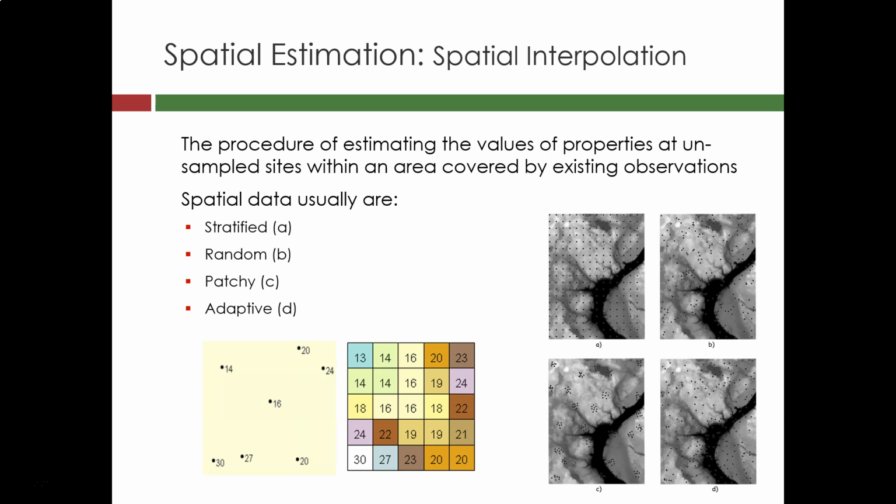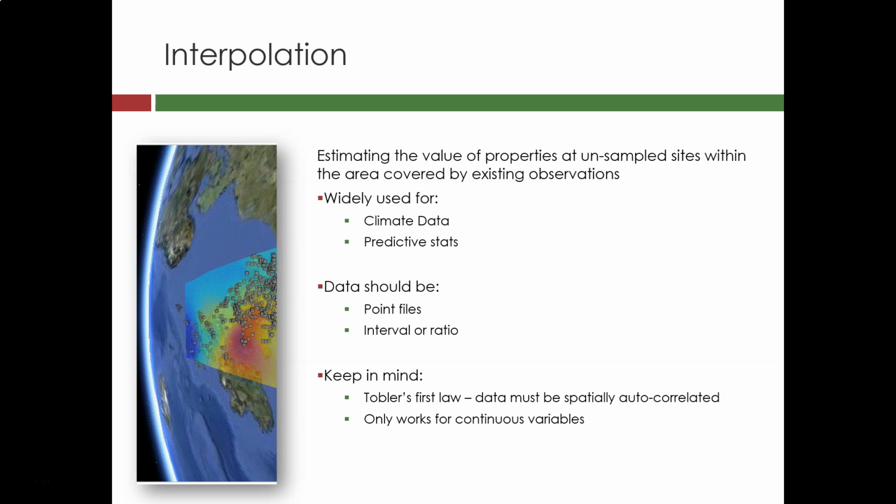The object of spatial interpolation is to fill in the gaps for the areas that we know nothing about. So the idea is, let's say we have a sample point at A, and we've got a sample point at B, a sample point at C. The question is, what's the value at sample point D if we haven't actually sampled there? Interpolation. Estimating the values of properties at unsampled sites within the area covered by existing observations.